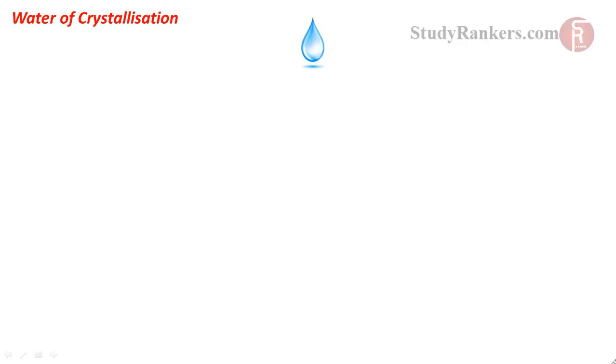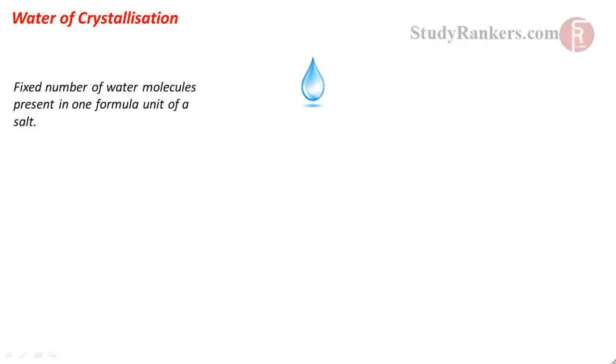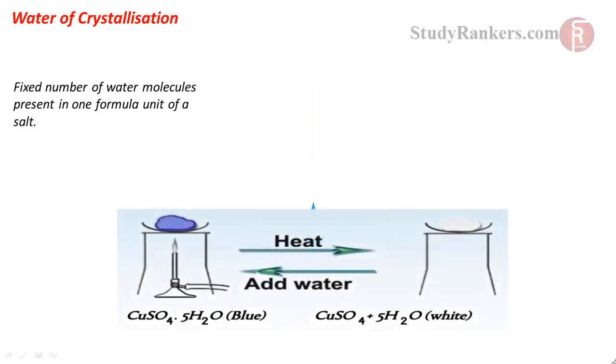You must be thinking about 10H2O. It is the fixed number of water molecules present in one formula unit of a salt. For example, crystalline blue copper sulfate is CuSO4.5H2O. If it is heated in a test tube, the water of crystallization will be removed from the crystals. The sulfate turns white, which is anhydrous copper sulfate.